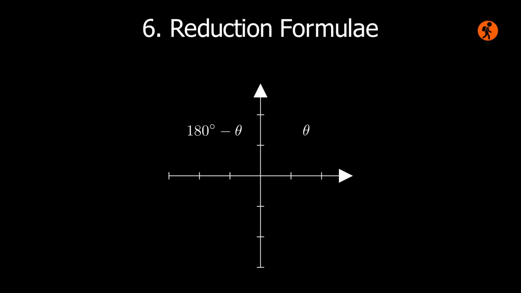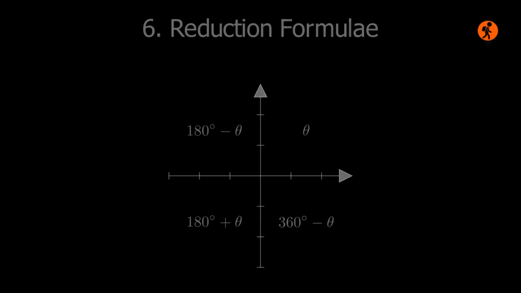We use reduction formulae to simplify angles back to the first quadrant. In quadrant 2, we use 180 degrees minus theta. In quadrant 3, 180 degrees plus theta. And in quadrant 4, 360 degrees minus theta.